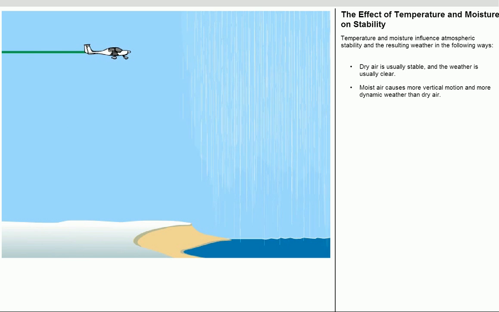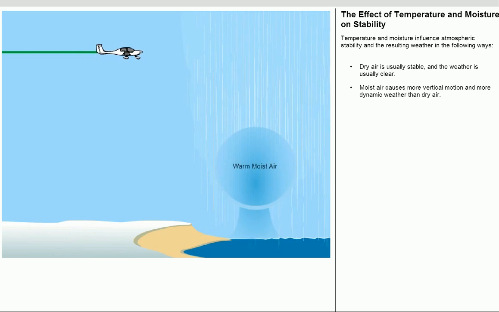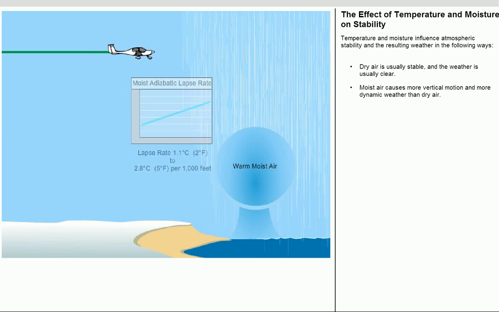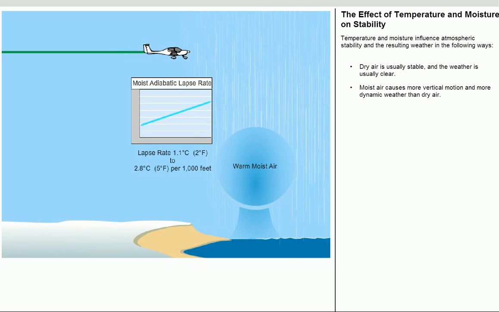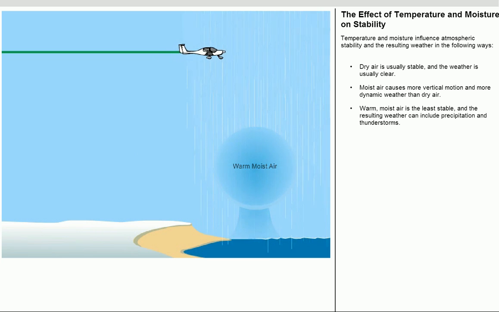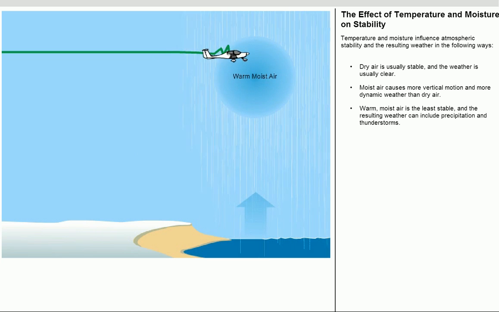Moist air causes more vertical motion and more dynamic weather than dry air. In moist air, the lapse rate varies from 1.1 degrees Celsius or 2 degrees Fahrenheit to 2.8 degrees Celsius or 5 degrees Fahrenheit per 1,000 feet. Warm, moist air is the least stable, and the resulting weather can include precipitation and thunderstorms. A good example of this is the rainy, stormy weather in the tropics.